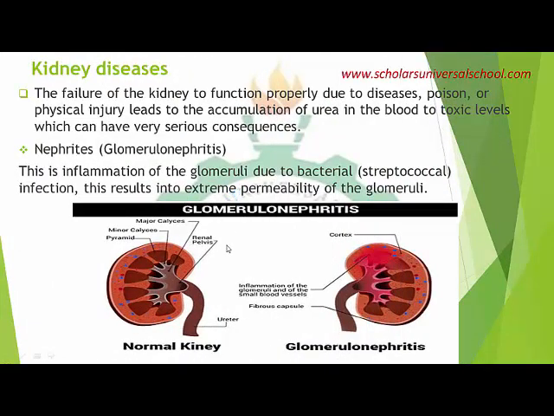Now let's talk about kidney disease. The failure of the kidney to function properly due to disease, poison, or physical injury can lead to accumulation of urea. I mentioned urea as one of the important wastes that need to be channeled out of the body. So the kidney is the one that processes the urea into urine. So when there is accumulation of this urea, then the blood becomes toxic and that can lead to very serious consequences. That could be because of a disease or because of a poison or there's a physical injury.